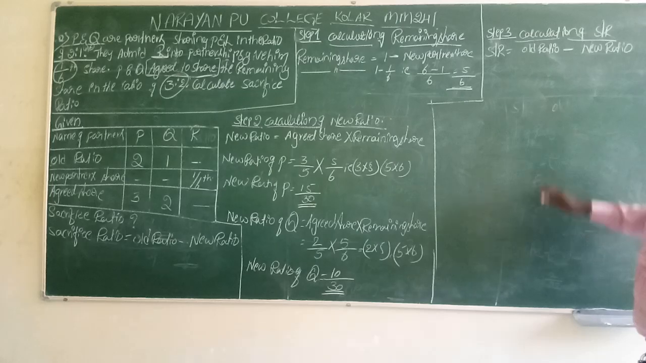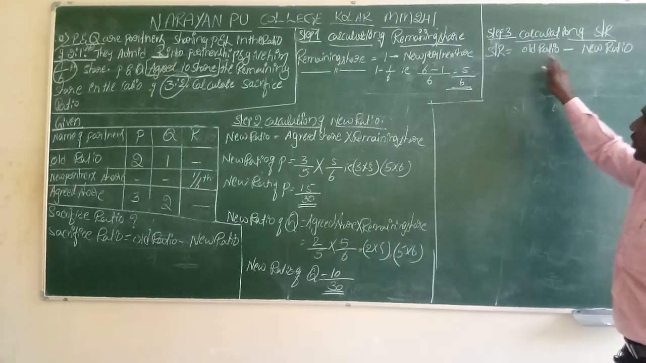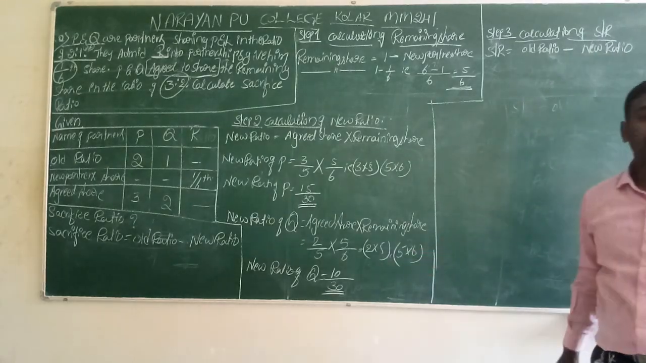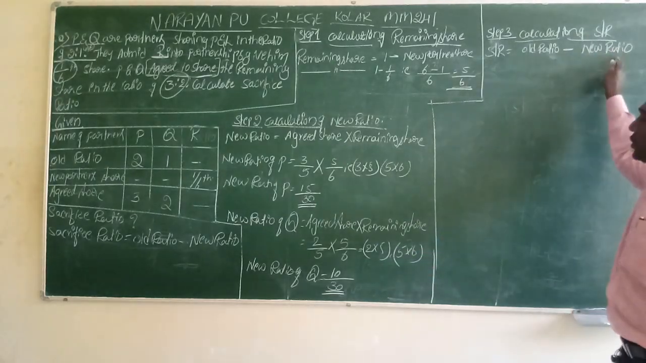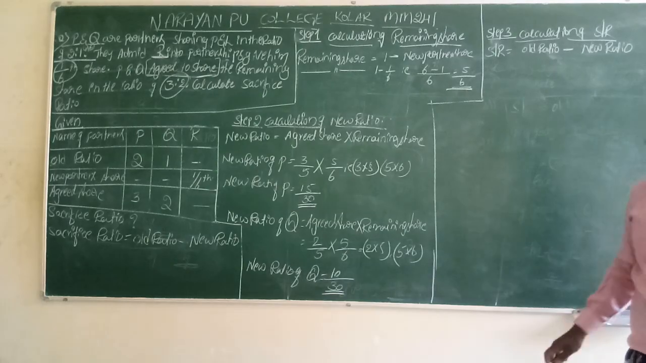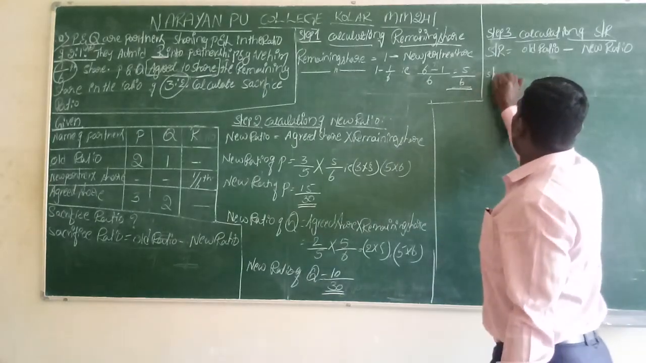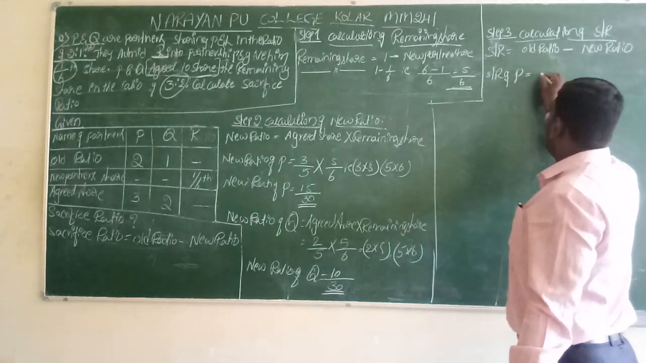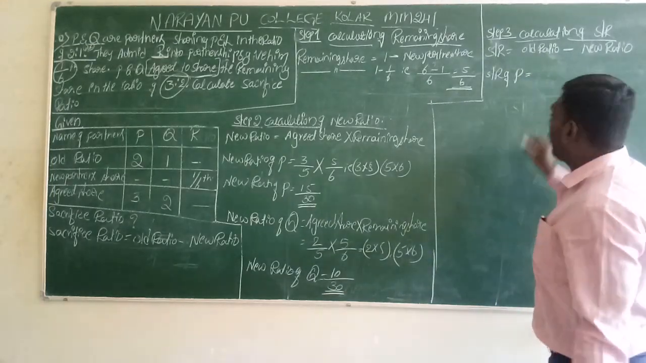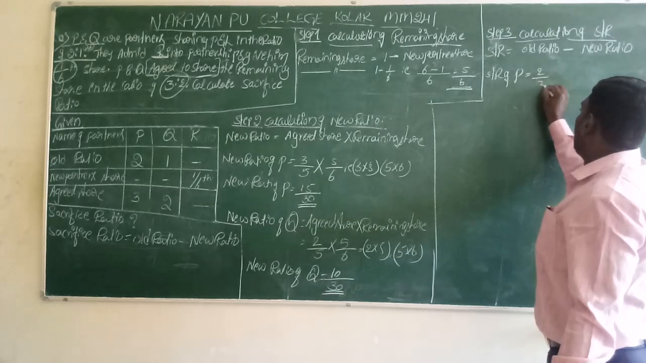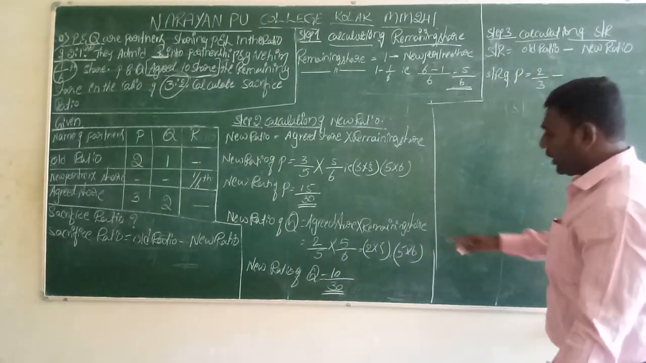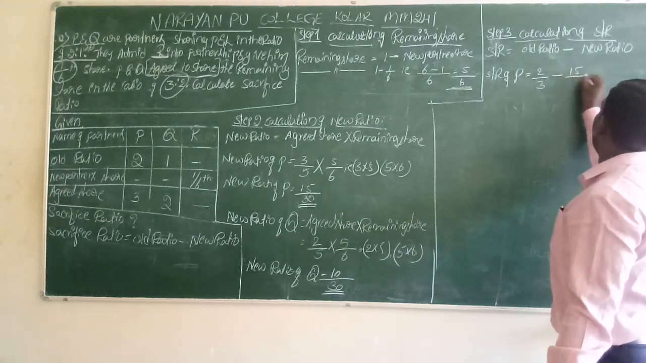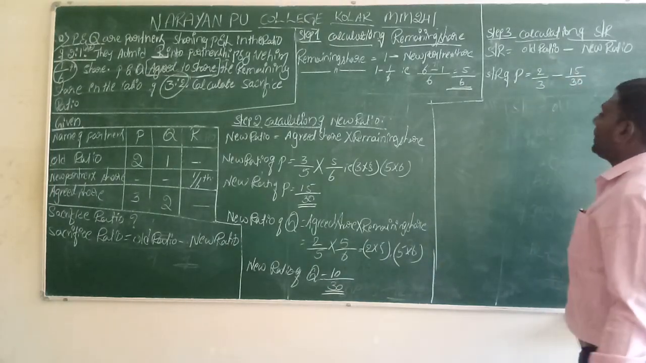Now just once again go to the question. Old ratio is available in our question. New ratio we calculated in step number 2. With the help of these two we have to calculate the sacrifice ratio. Therefore, sacrifice ratio of P is equal to the old ratio, that is 2 divided by 3, minus the new ratio we calculated in step number 2, 15 divided by 30.